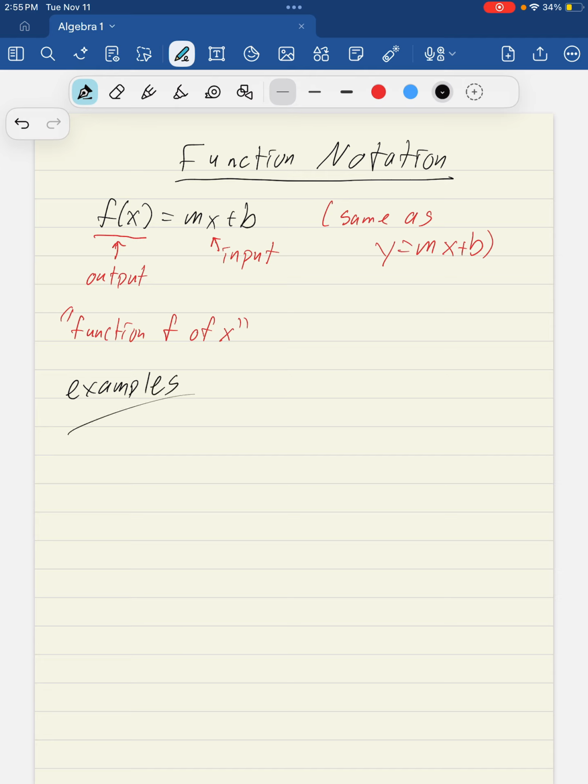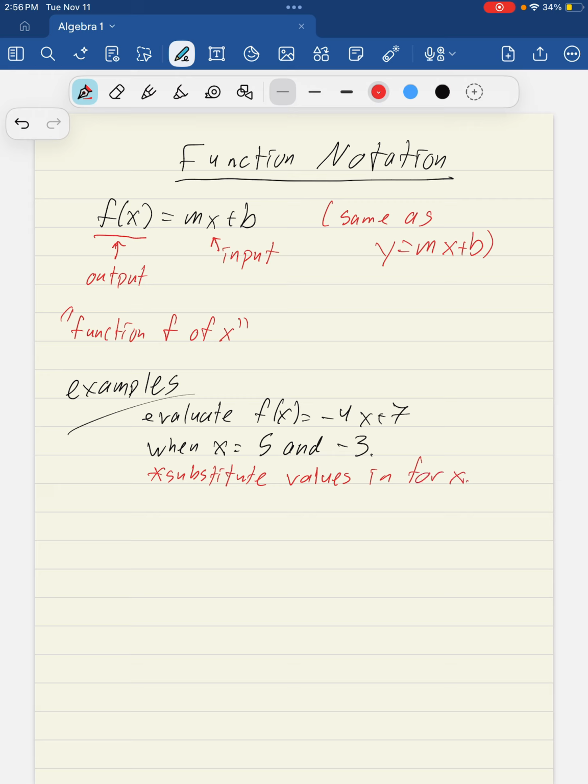All right, some examples. So you'll see something like this. Evaluate f of x equals negative 4x plus 7 when x equals 5 and negative 3. So what we have to do here is just a couple substitutions, okay? So we're going to substitute the given values in for x. And that's it.